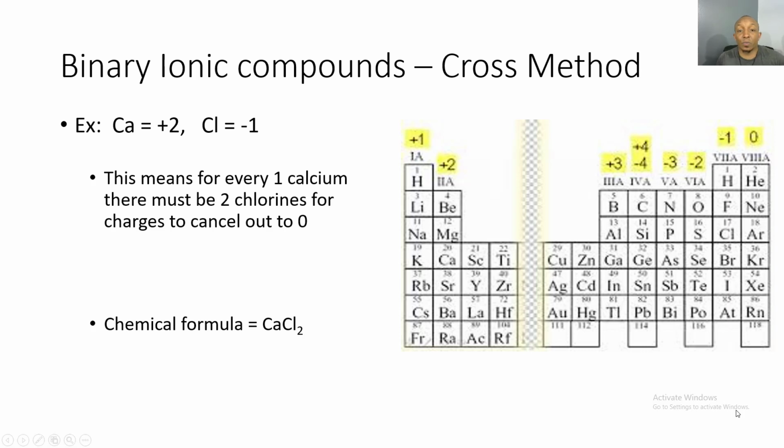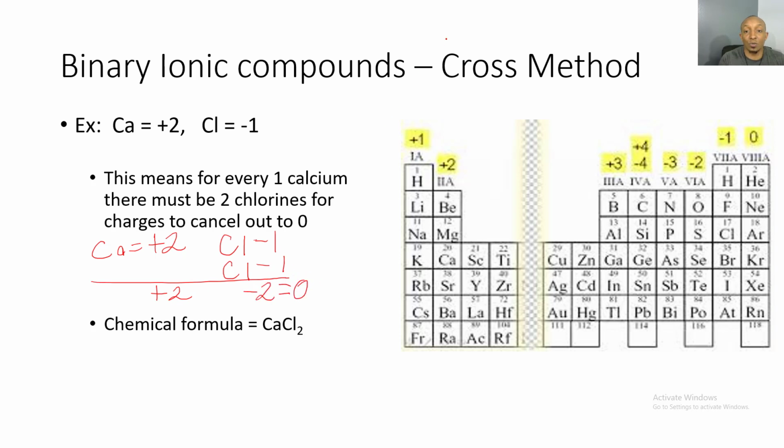Now let's take a look at another one. And this time we're going to use the cross method. So for example, calcium has a +2 charge and chlorine has a -1 charge. So this means for every 1 calcium, there must be 2 chlorines for the charges to cancel out to 0. So what do we mean? Calcium is +2, chlorine is -1. A +2 and a -1 is not going to give us 0, so we have to add another chlorine. So if we look, we have +2 and we have the -2, and that brings us to 0.